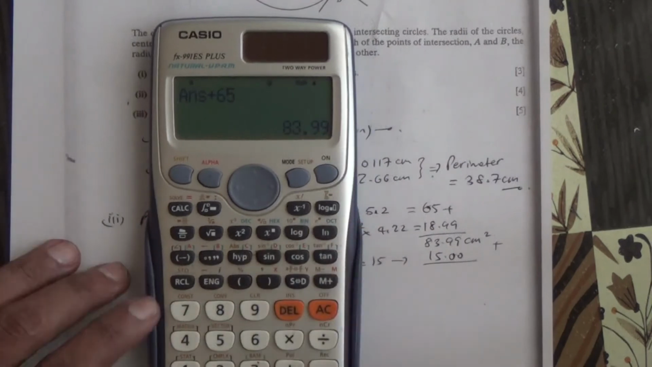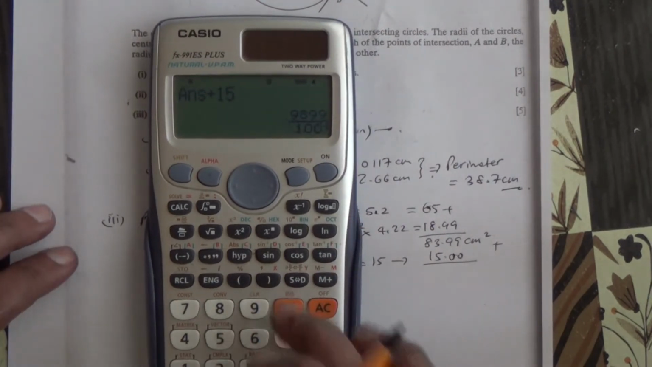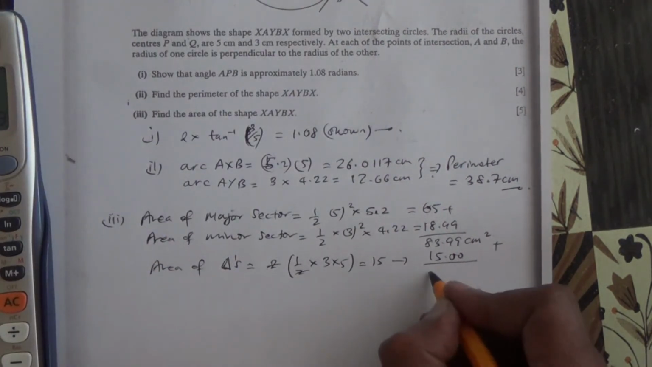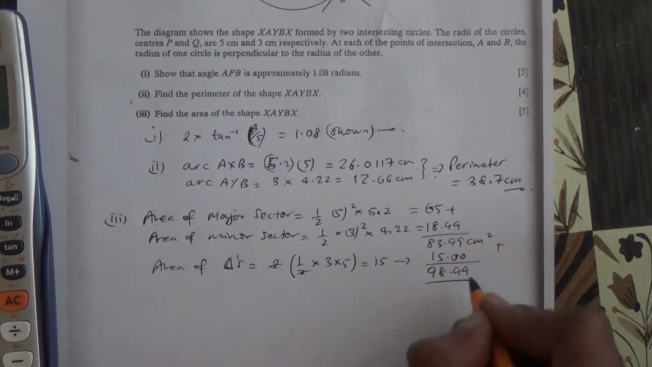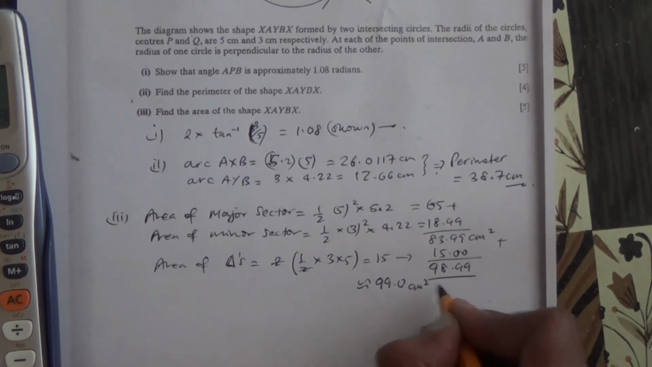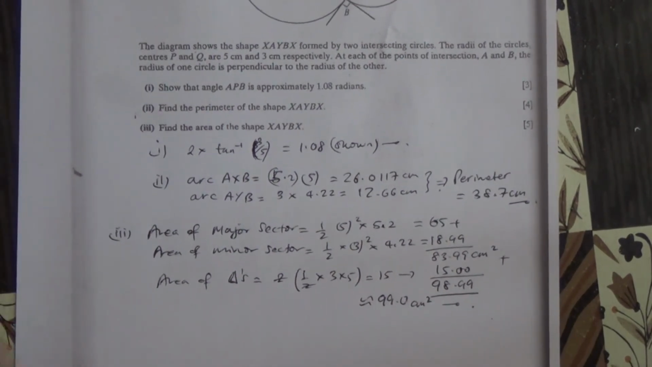Let's see. Comes to 98.99. So the area is approximately then 99.0 centimeters square. So that's the area of this whole shape.